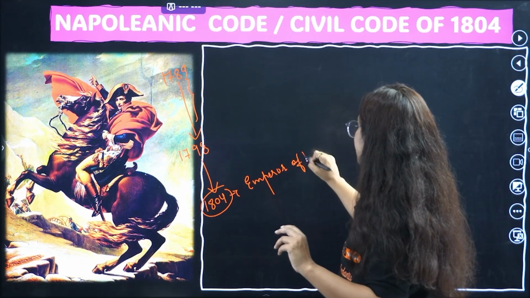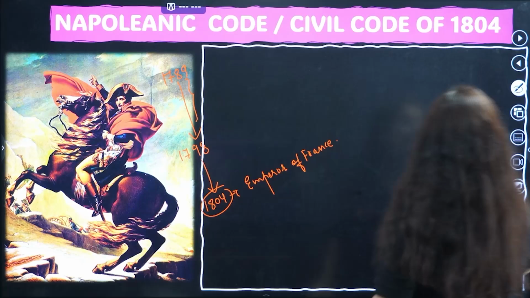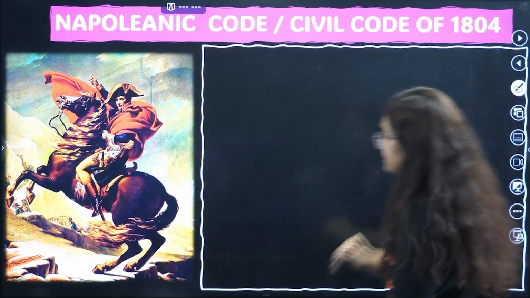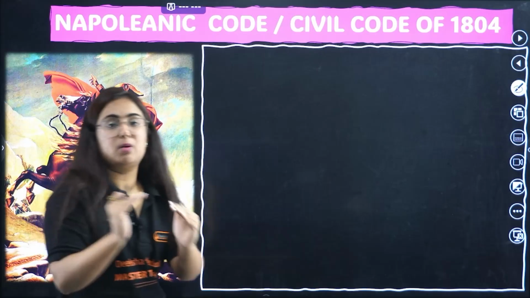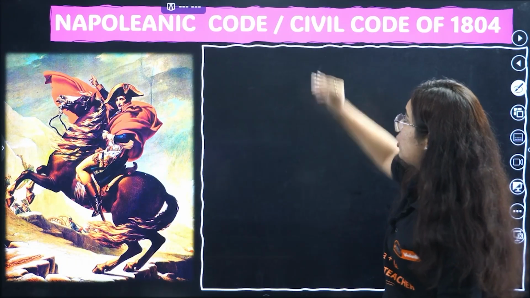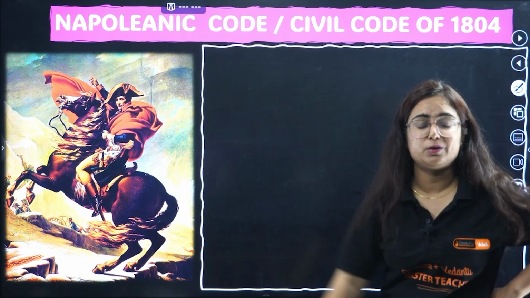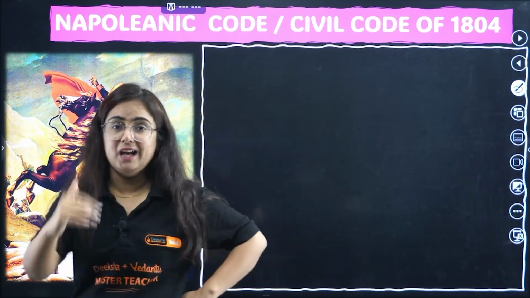Okay, he was proclaimed as the Emperor of France, and from here his rule is going to be imposed. When he came to power, he introduced a code that is known as the Napoleonic Code or the Civil Code of 1804. Why so? See, his vision was to bring freedom.